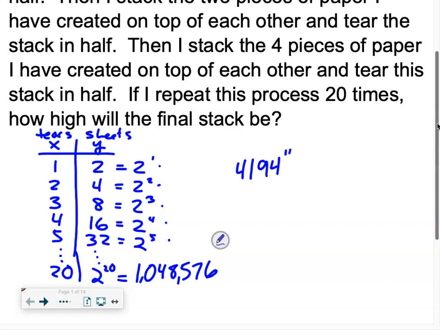4,194 inches high. How many feet is that? If I divide it by 12, it's around 349, let's just round to 350 feet. Around 350 feet high. That's a pretty high stack from 1 sheet of paper, right? If you want to challenge yourself a little bit, you might want to see if you can figure out what is the area of each sheet once you have torn the paper 20 times. But we're not going to get into that right now.